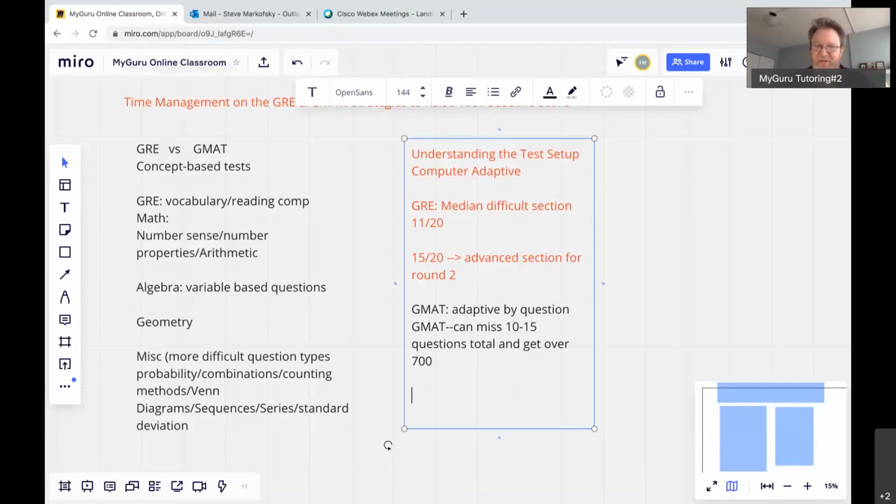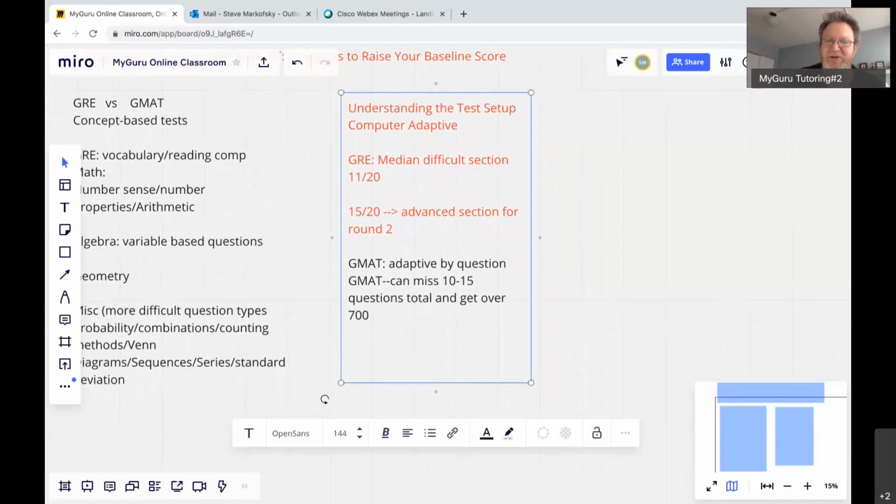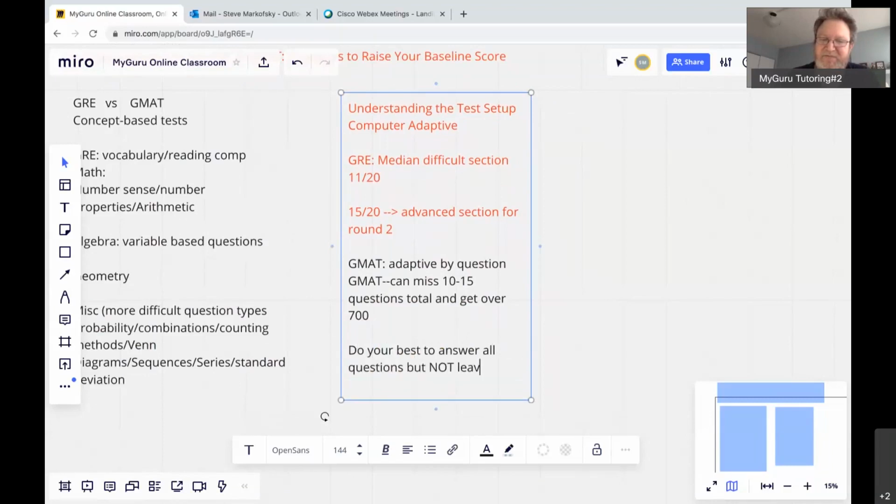Okay. So that said, let's figure out how you would go about choosing which questions to handle and which ones to come back to. Now, again, on the GMAT, you cannot come back to it. So at some point you're going to want to guess. On the GRE, though, you can come back to it. But on the GRE, you might want to at least take your best guess and flag it, so that you're not leaving anything blank. So do your best to answer all questions, but not leave questions blank.